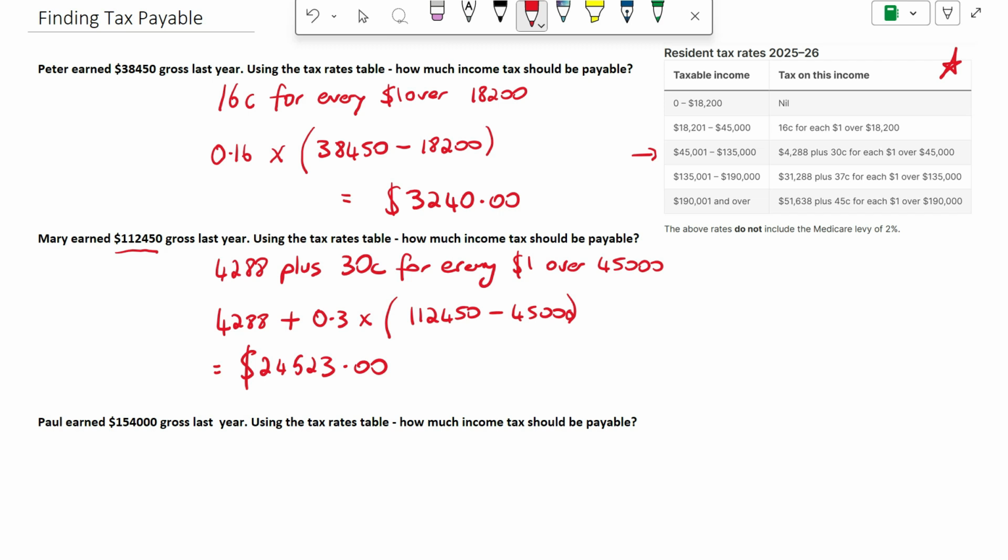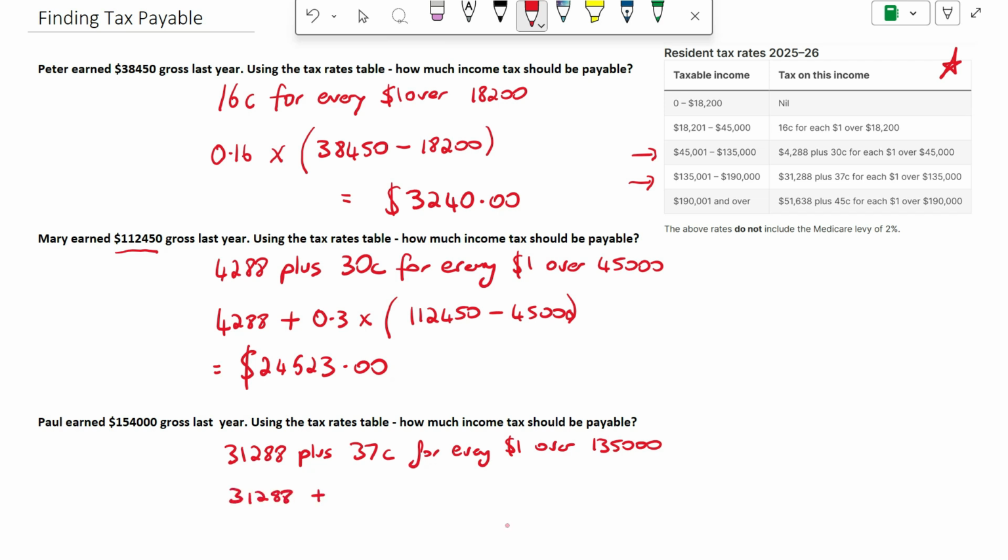And we've got one last one here. Paul earned 154. That puts Paul in this bracket. Earned more than 135, but not as much as 190. So we're going to start with the 31,288 plus, and this one is 37 cents for every dollar over the 135,000. So we can turn this into math.